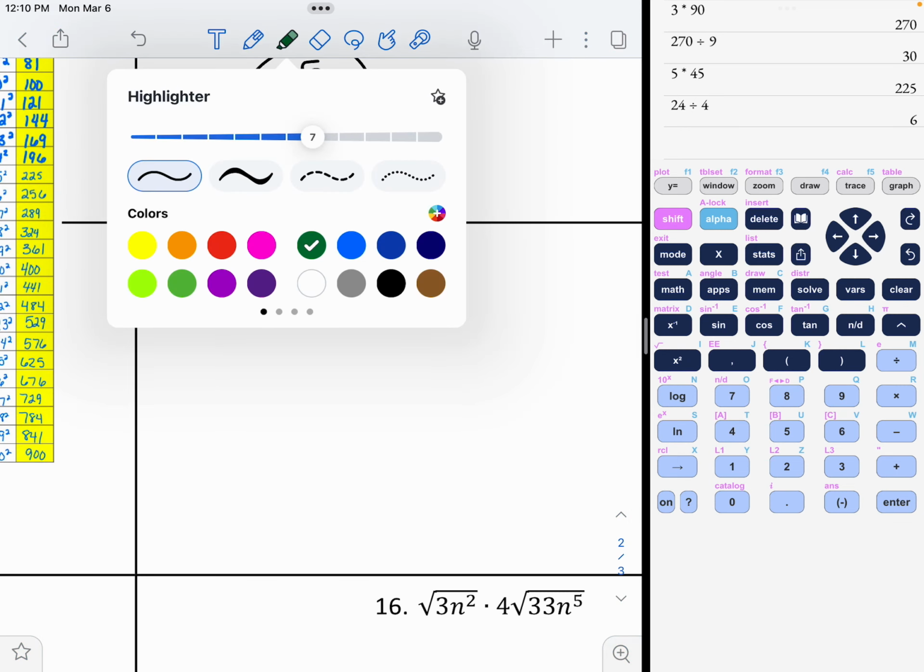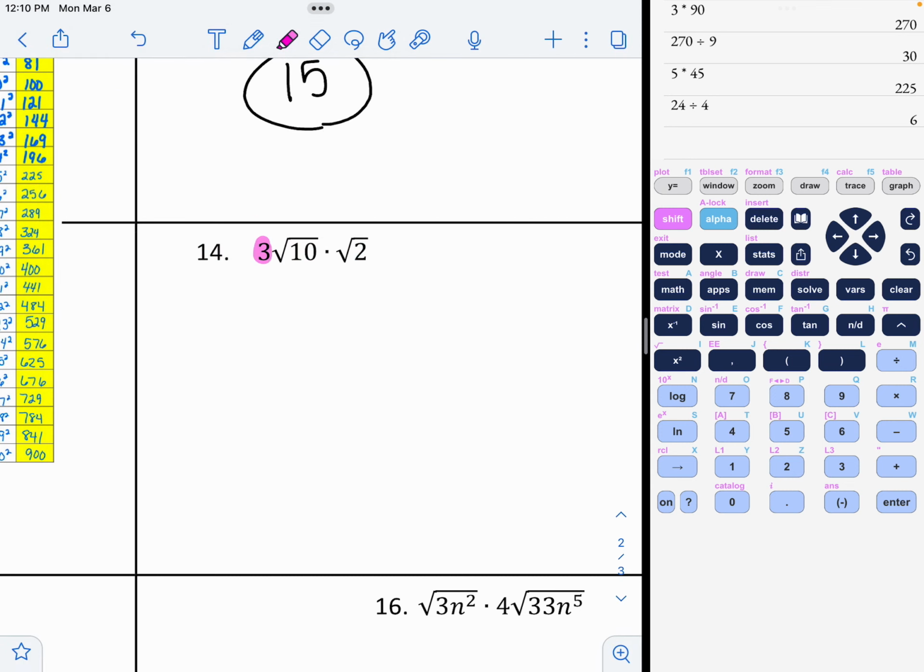Number 14, the outside number is a 3, and that's the only outside number, and the inside numbers are 10 and 2. So the first thing we need to do is to multiply those two items together. So the 3 stays on the outside and the insides become 20.